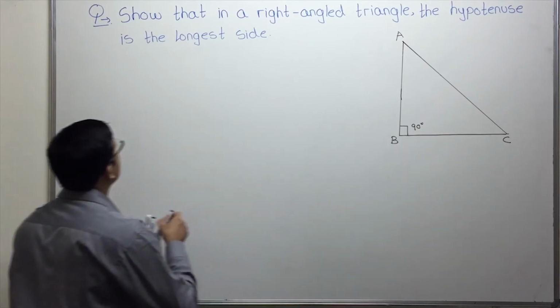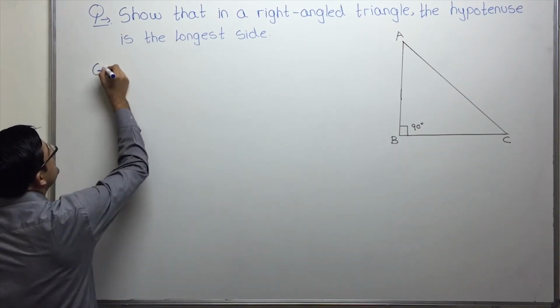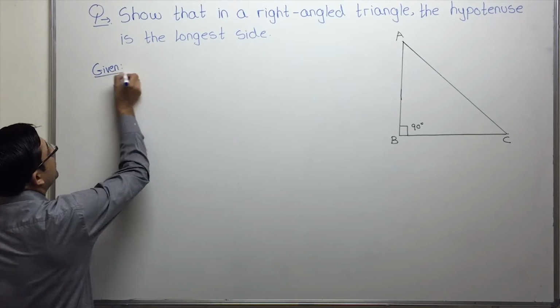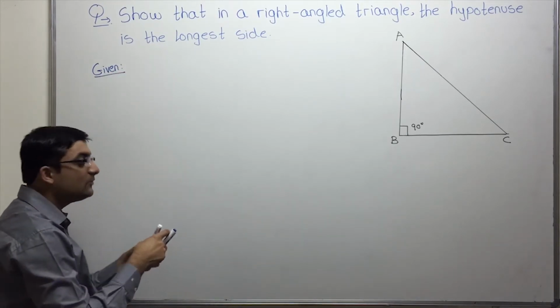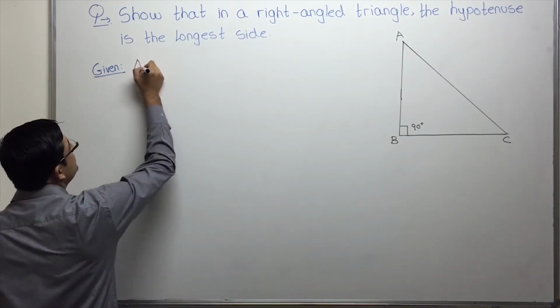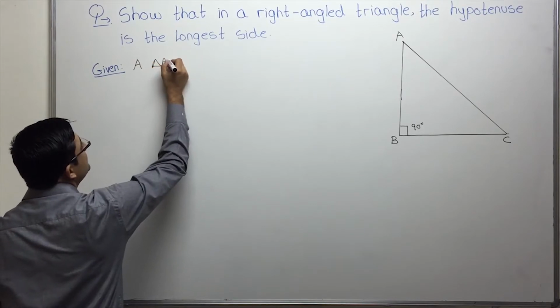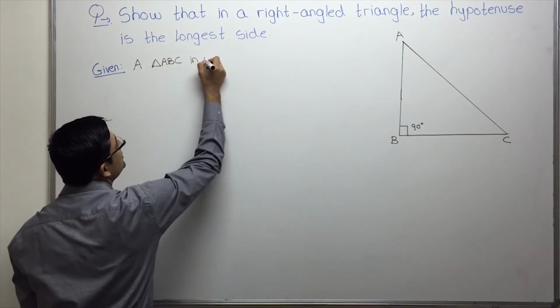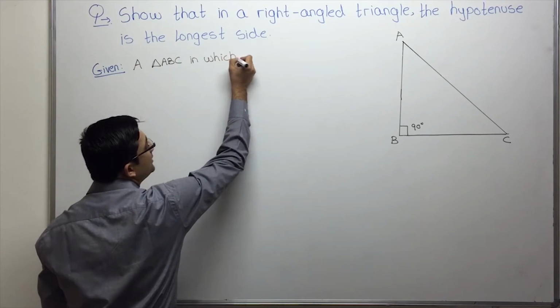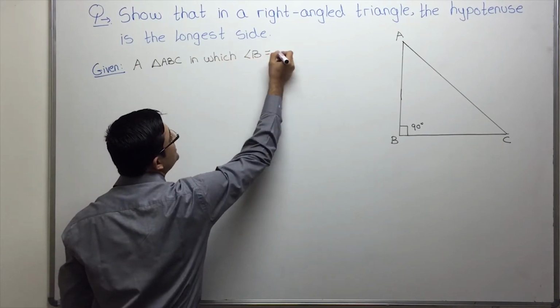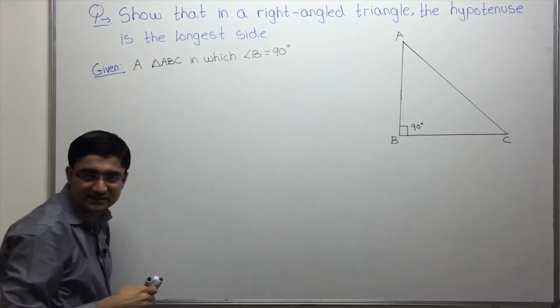So let's begin. So first of all, let's write down what is given to us. What is given to us? A triangle ABC in which angle B is equal to 90 degrees. So this over here is given to us.